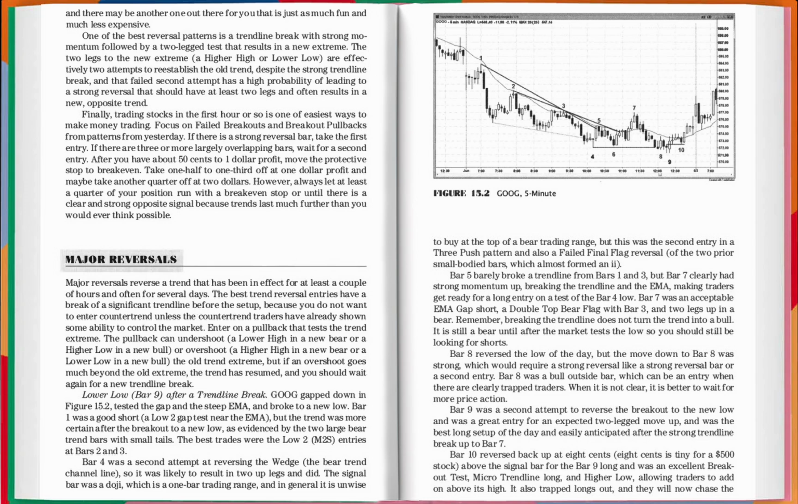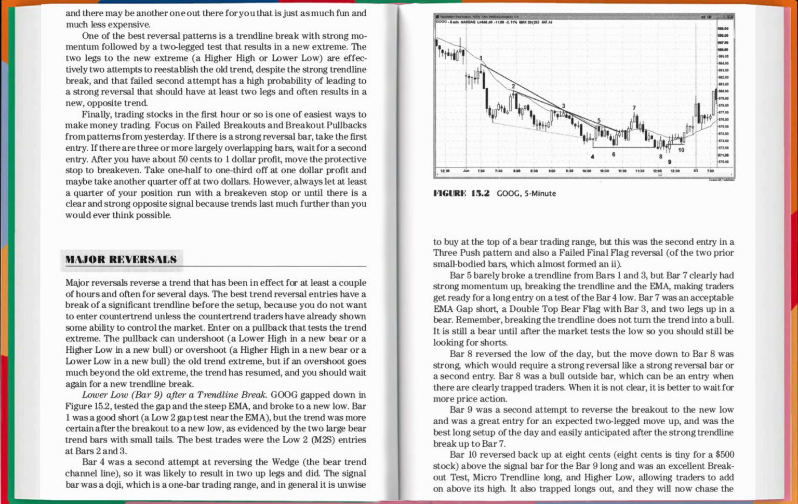Bar 5 barely broke a trend line from bars 1 and 3, but bar 7 clearly had strong momentum up, breaking the trend line and the EMA, making traders get ready for a long entry on a test of the bar 4 low. Bar 7 was an acceptable EMA gap short, a double top bear flag with bar 3 and 2 legs up in a bear. Remember, breaking the trend line does not turn the trend into a bull. It is still a bear until after the market tests the low, so you should still be looking for shorts.